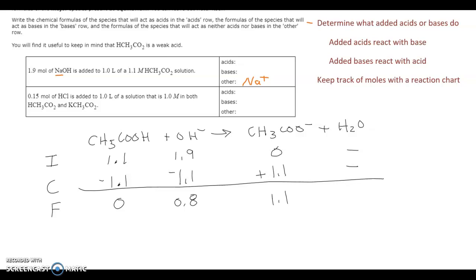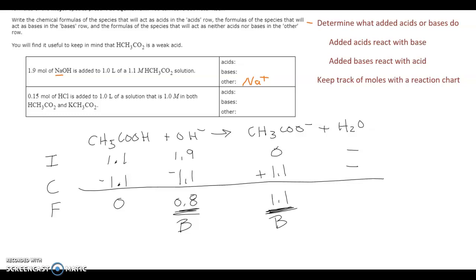Okay. So we will have OH left in the solution. That will be a base. We'll have CH3COO minus left in the solution. That will be a base. We will not have any acids left in this solution because the acids are used up.